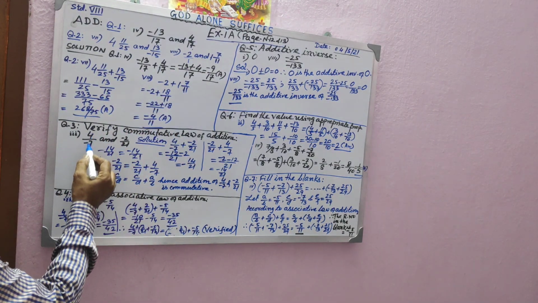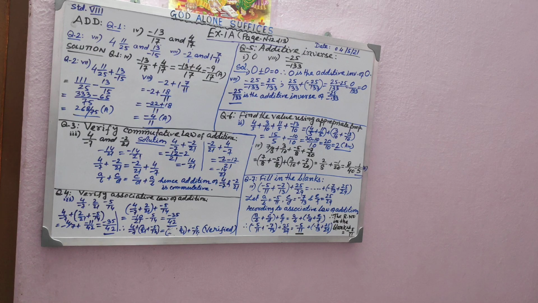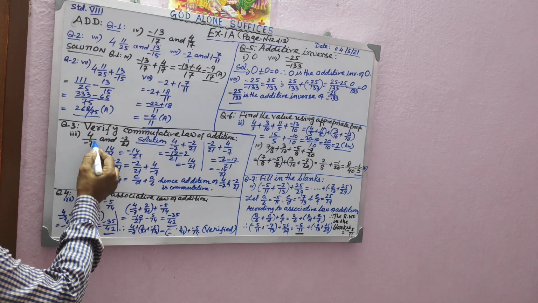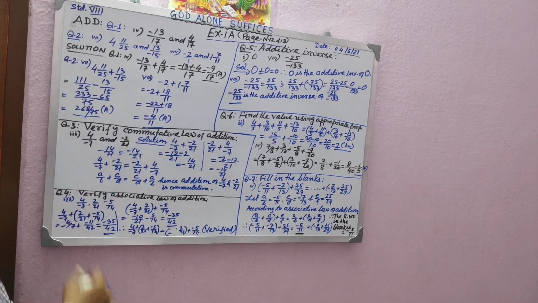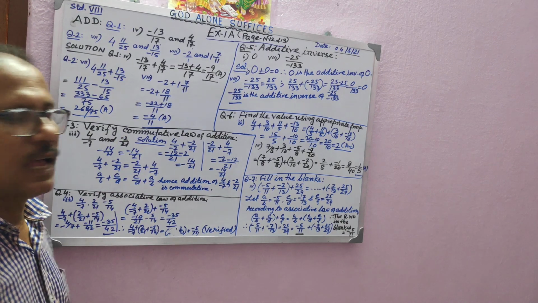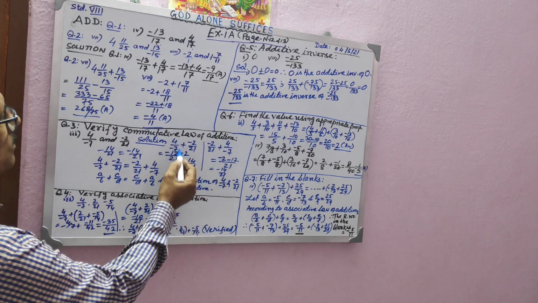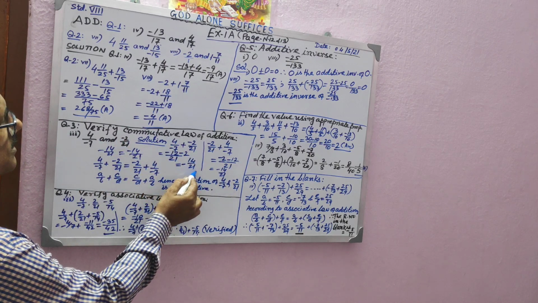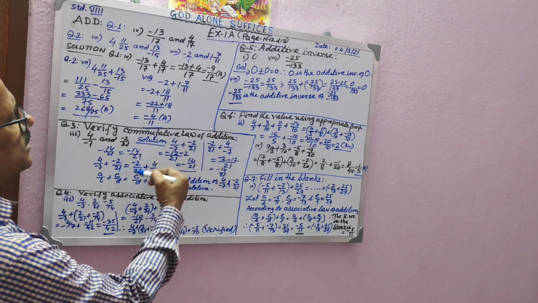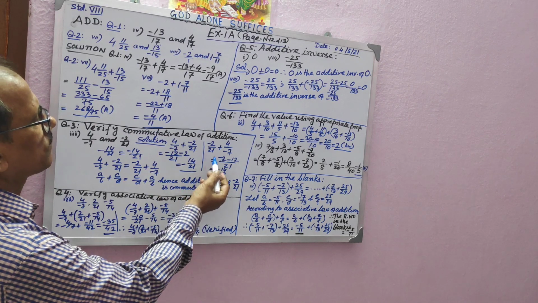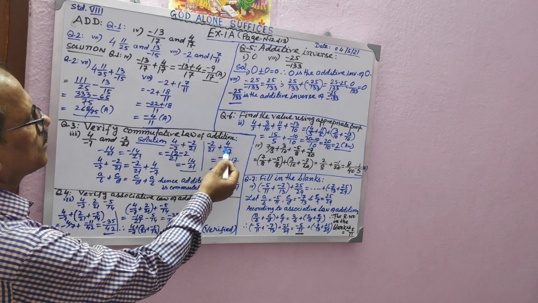I have taken question number three, 4 by minus 7 and minus 2 by 21. What solution have I done? Simple. First I have taken the summation of 4 by minus 7 and minus 2 by 21. Then I have taken minus 2 by 21 and 4 by minus 7. So for the first one, these two, it comes to minus 14 by 21. And if you change the order of the rational numbers, first added and second added, I have taken this side as minus 2 by 21 plus 4 by minus 7.